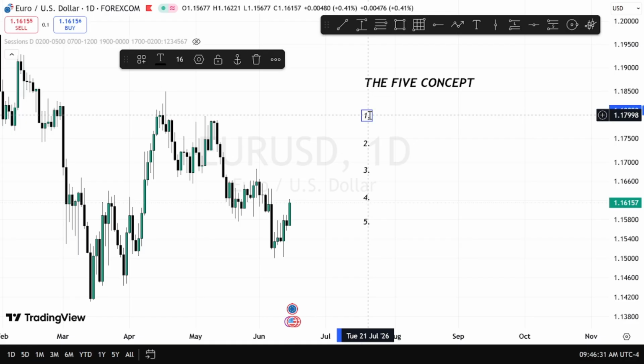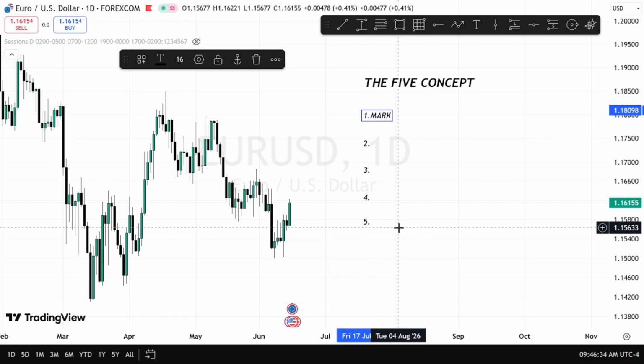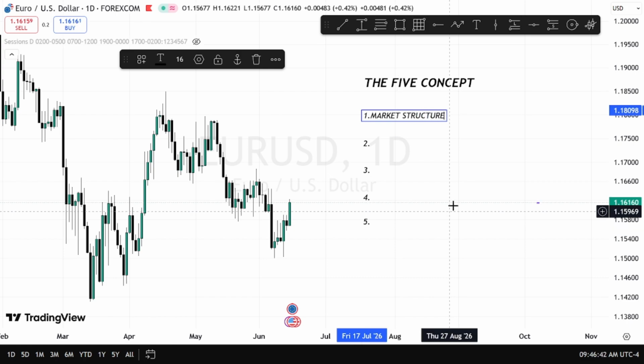The first one on my list is market structure. Market structure is the foundation for every trader. If you want to analyze technically, you need to understand market structure. You need to be able to identify and mark the correct structure of the market.